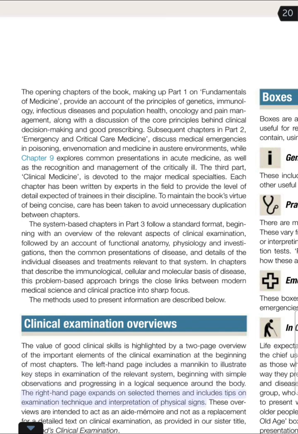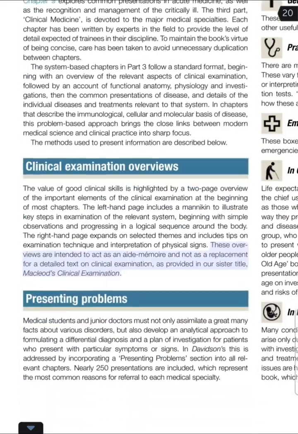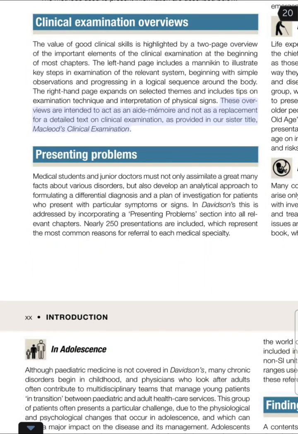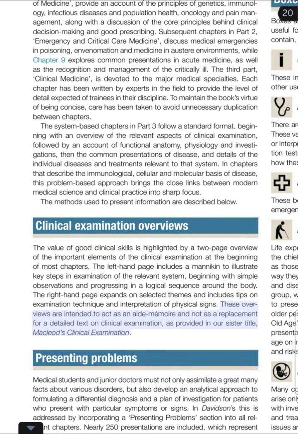The right-hand page expands on selected themes and includes tips on examination technique and interpretation of physical signs. These overviews are intended to act as an aide-memoire and not as a replacement for a detailed text on clinical examination, as provided in our sister title, MacLeod's Clinical Examination.